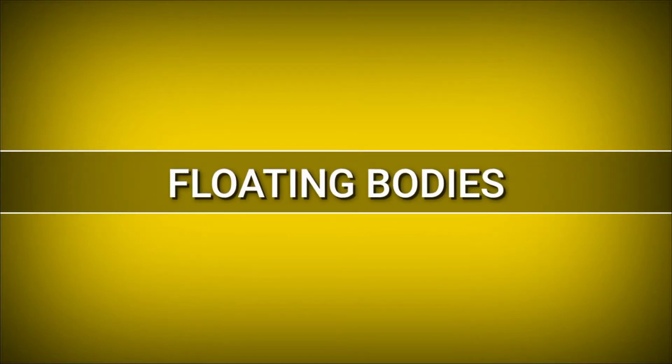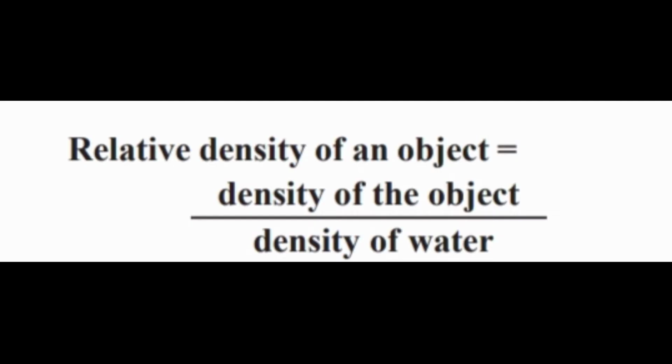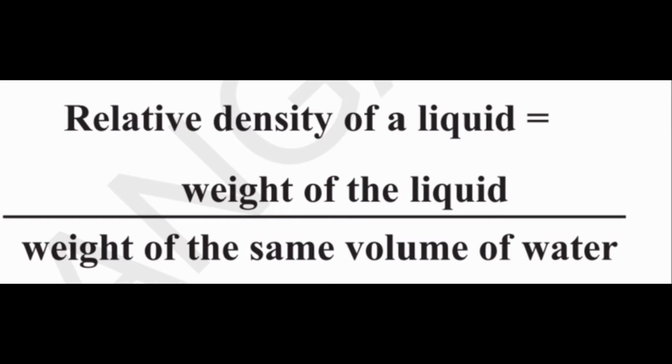Floating bodies, part 2. In the first activity, we discussed the relative density of solid objects. We can also find the relative density of liquids. For this, we need to find the weight of a fixed volume of liquid and the weight of an equal volume of water. Formula: relative density of liquid equals weight of the liquid divided by weight of the same volume of water.